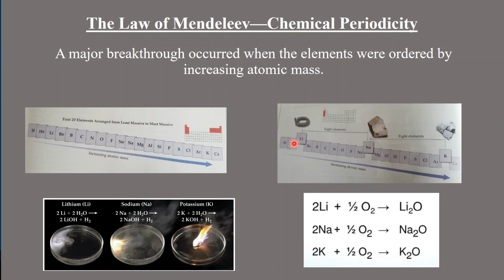All these 3 elements, sodium, lithium, and potassium, react with oxygen to form oxides like lithium oxide, sodium oxide, and potassium oxide that have similar chemical composition. All these 3 elements react vigorously with water, releasing flammable hydrogen gas and forming hydroxides. And again, all three have the same formula composition.